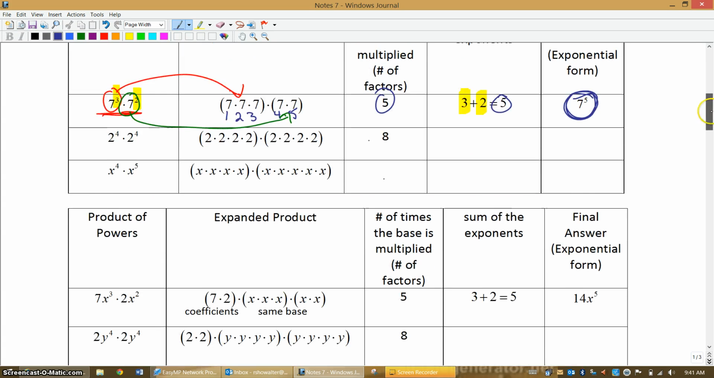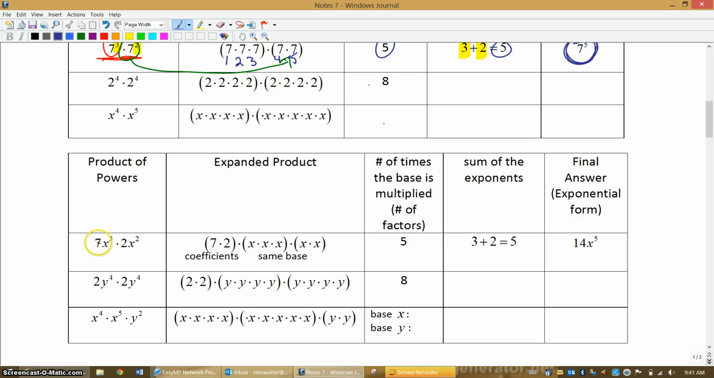Let's look at the second table. What happens when there's coefficients? That's the new question. We group the coefficients together, 7 times 2. We just treat those like regular numbers because they are regular numbers. They're coefficients. They are not exponents. Then we group the expressions from the exponents together. There are 3 x's from that first group and 2 x's from that second group. If you count them up, there's 1, 2, 3, 4, 5 total factors. And at the same token, if you add these exponents, 3 plus 2, we get that same number, 5.